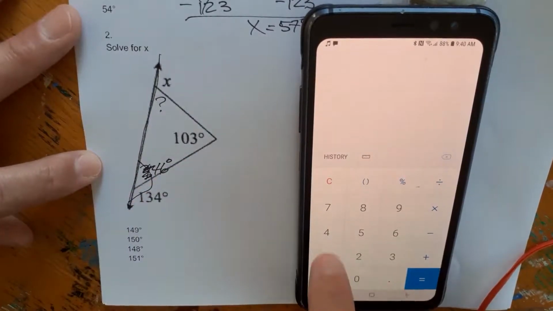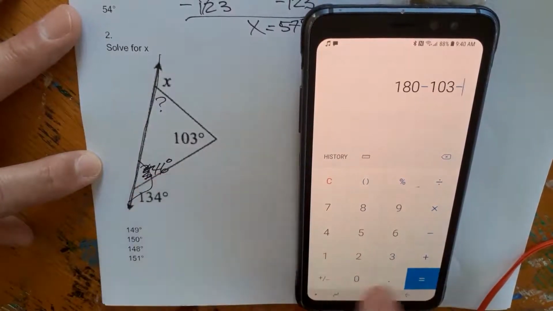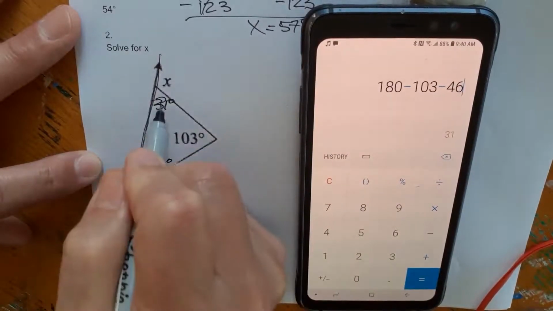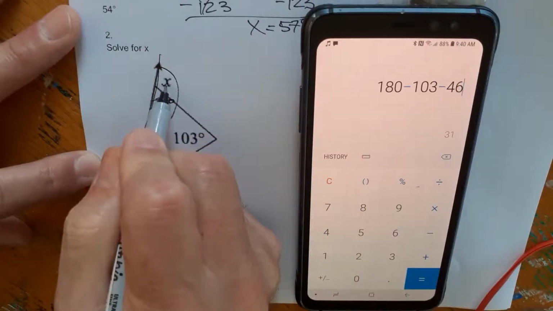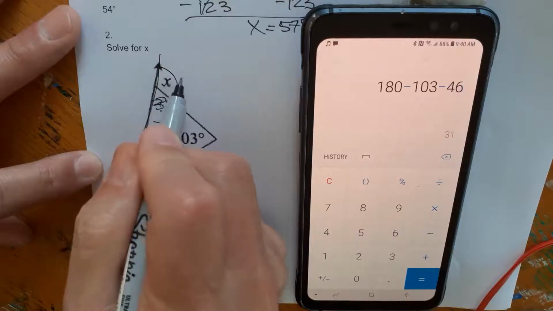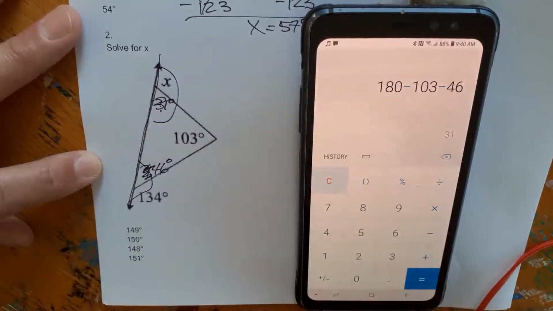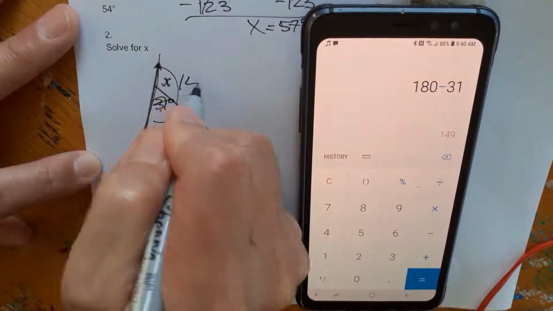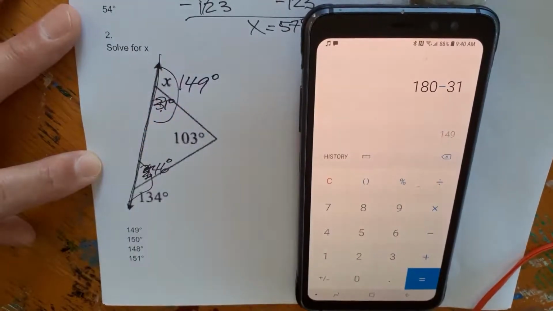So 103, so let's do 180 minus 103 minus 46. So this one's got to be 31 degrees right there. If this one's 31 degrees, this has to be 180 minus 31 degrees to equal x. So now we're going to go 180 minus 31, and we get 149 degrees. Unfortunately, the answer's there.